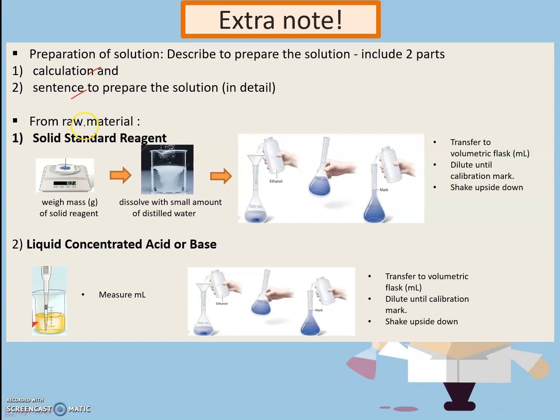So daripada dua benda, satu daripada solid reagent, satu lagi daripada liquid concentrated or acid. So first step tu you have to do part calculation. So if comes from solid reagent, so awak kena cari gram molekul. Okay, gram molekul tu berapa? Contohnya sodium carbonate, timbang. Okay, tu part calculation. Sentence tu, how you form that solution.